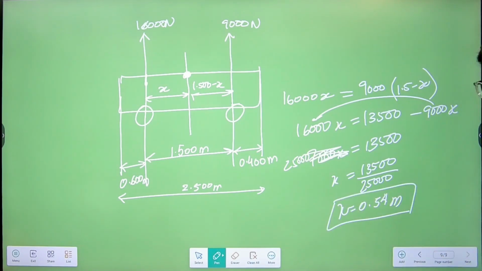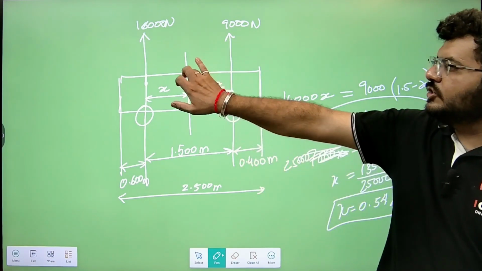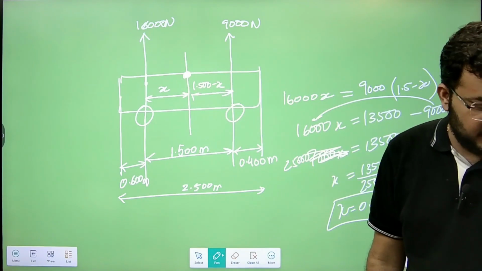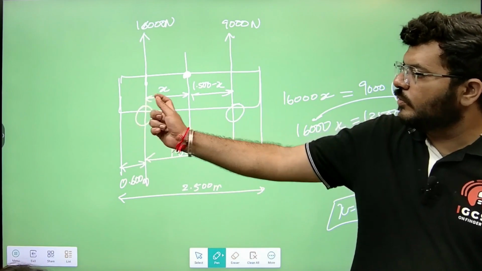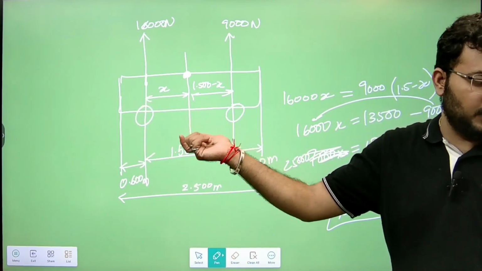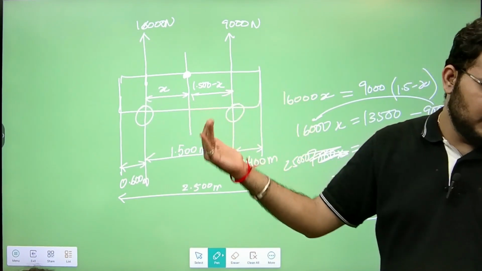I have a doubt. You took 1.5 minus x. So let's say this is the center of gravity we imagined. It is a distance x from the front wheel. So it has to be 1.500 minus x from the rear wheel.